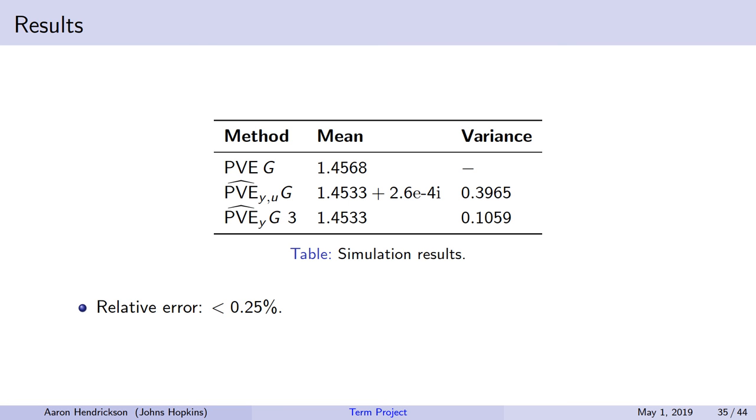And the last thing I put here is the relative error of the estimates based on the mean, which is less than 0.25%. And that is all I wanted to show for that.